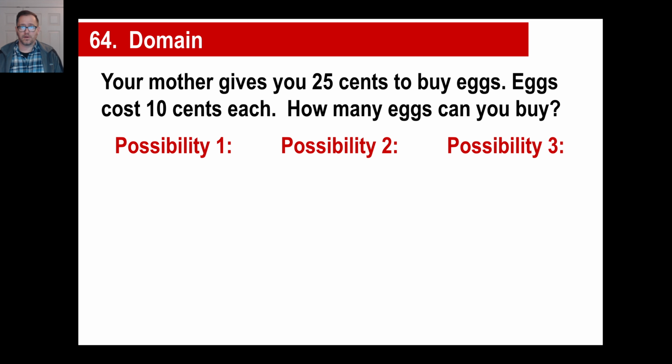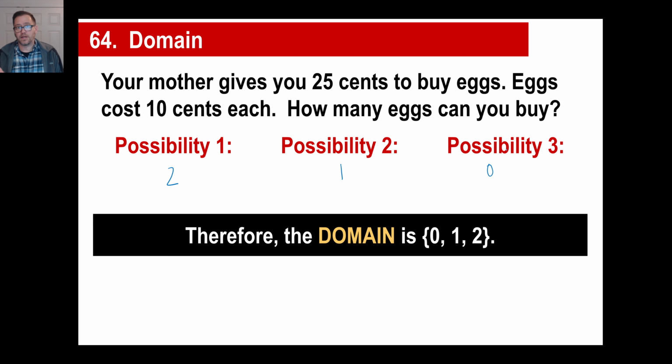Well, possibility one is, of course, that you could go out and buy 2 eggs, right? You'd have 5 cents left over. Possibility two is that you could buy 1 egg. You could just keep the 15 cents and use it to buy a new car or something. Possibility three, of course, you could just buy no eggs at all, right? So there are different things you can do with that money. And that's just a simple way of expressing the idea that the domain of this is 0, 1, and 2. In other words, 0, 1, and 2 are the possibilities you have.